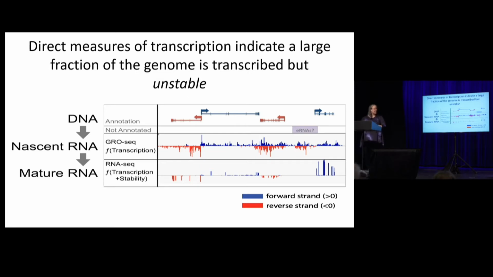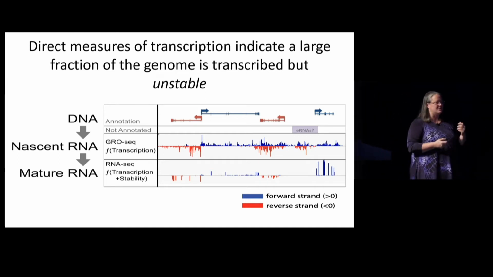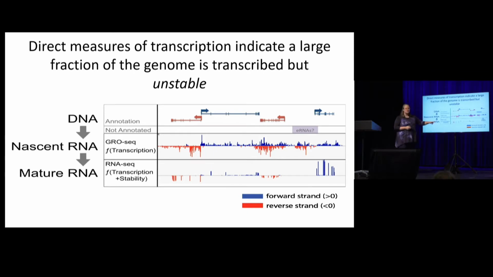We do that through something called nascent transcription, sometimes called GRO-seq. And it's a very different perspective on the genome. The bottom track here is your classical steady-state assay. You see the beautiful exon-intron boundaries. It's mature messenger RNA. It's refined. The cell has done a lot of processing on it.